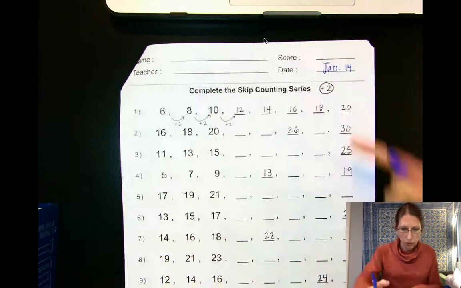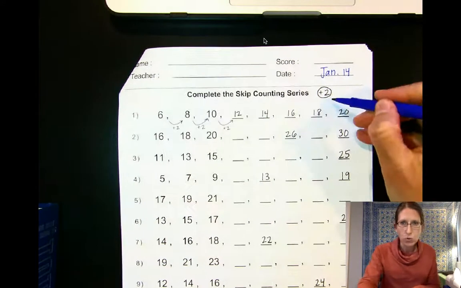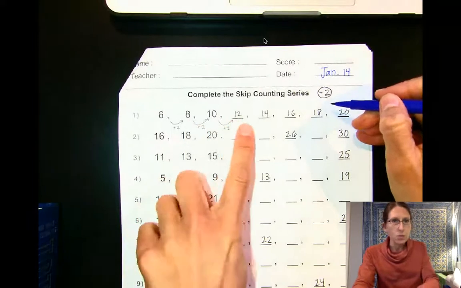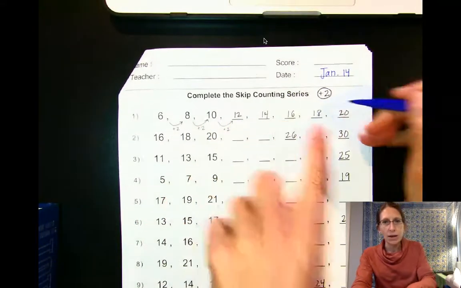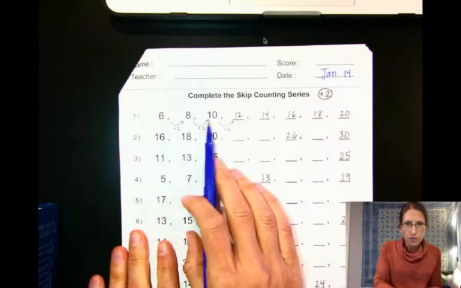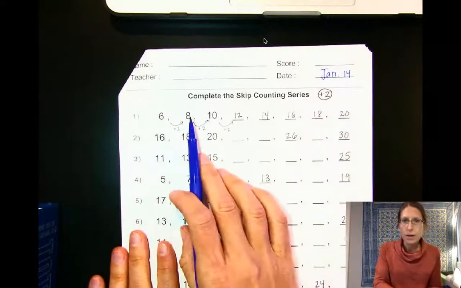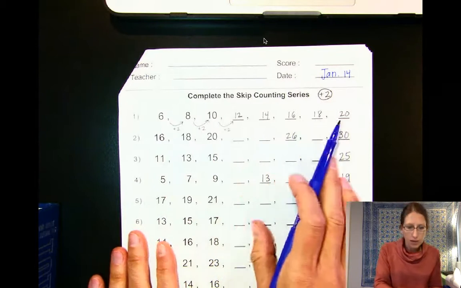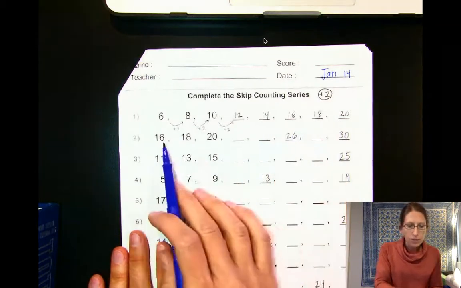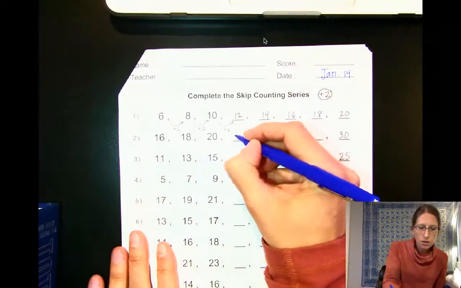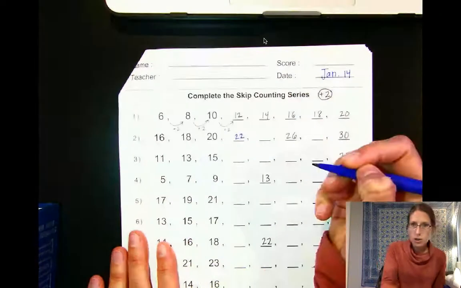So this whole page, we are skip counting by 2. It's sort of like a regular number pattern where we're always increasing by 2. We're getting bigger by 2. The first one you can see I've done for you. So we're going 6, 8, 10, 12, 14, 16, 18, 20. Now this next one, we're starting at 16, 18, 20, 22, right?